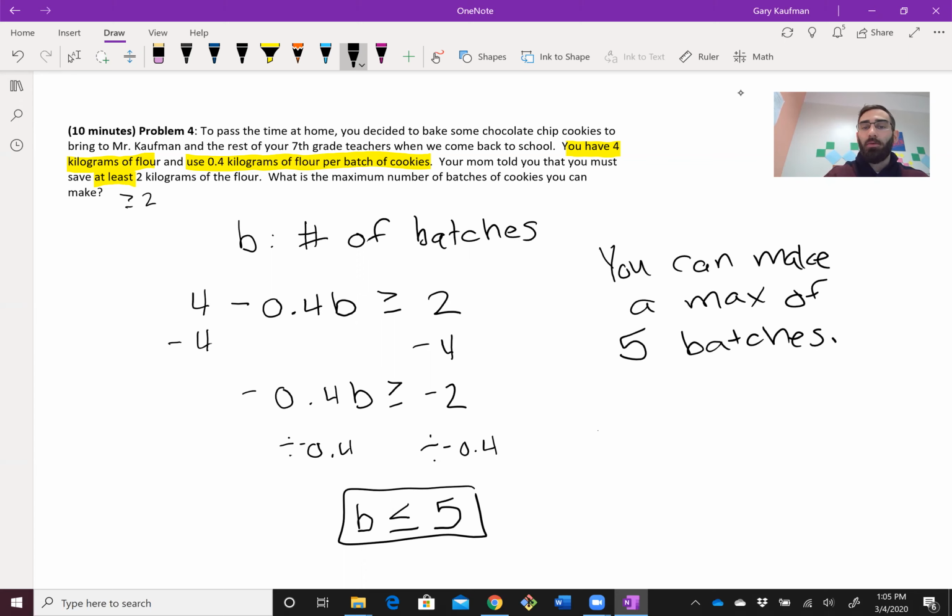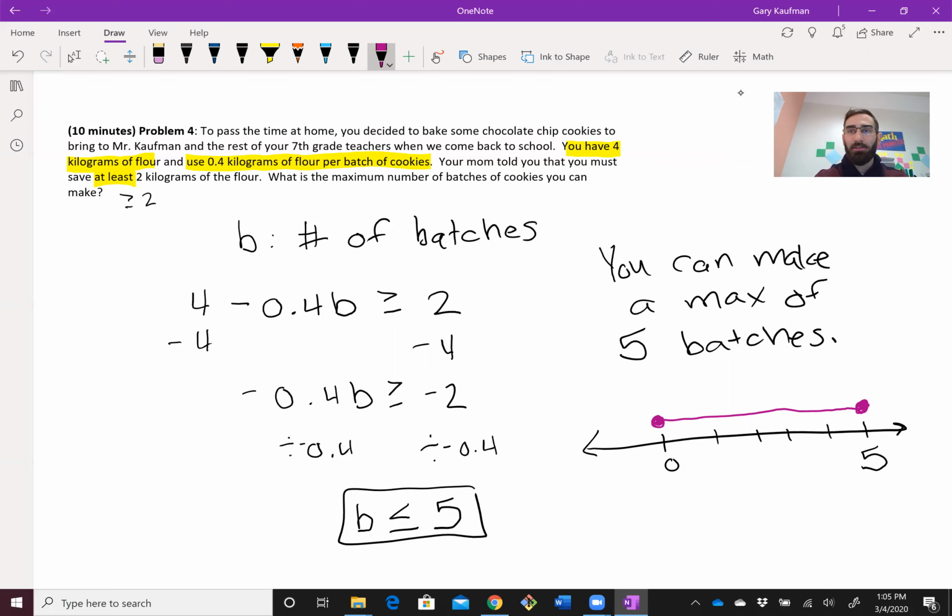Now this was an inequality, so we're going to go and graph it. Here's 0, 1, 2, 3, 4, 5. We have a closed circle at 5. And remember, we have to take into context that we have to stop at 0. We can't have negative batches. So there's our first inequality problem.